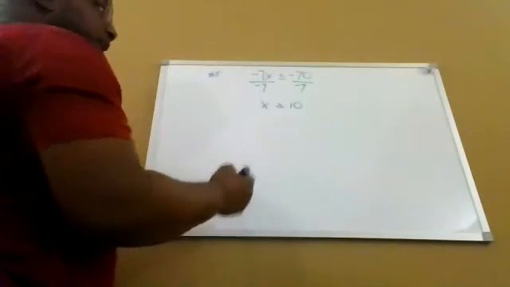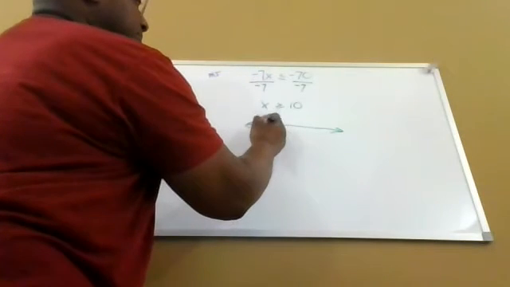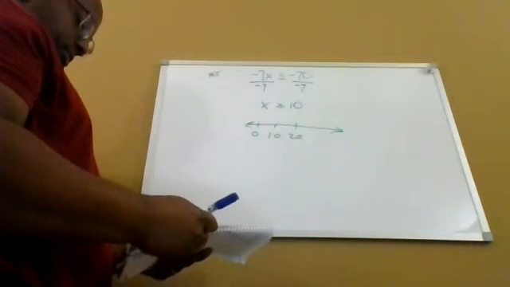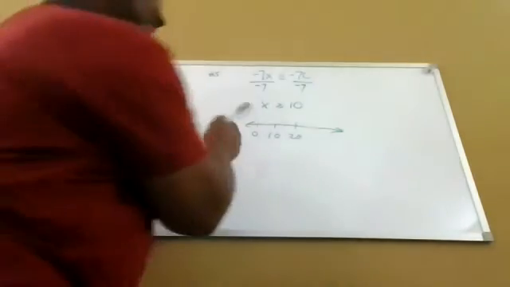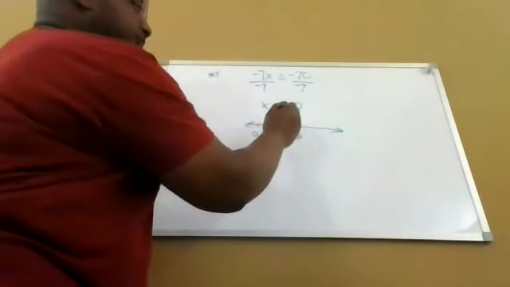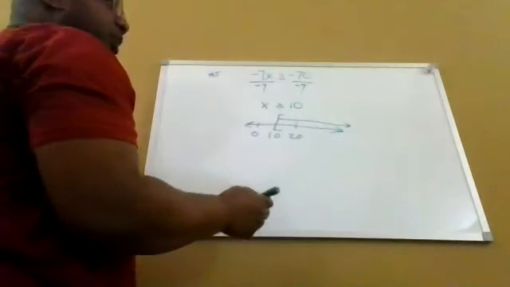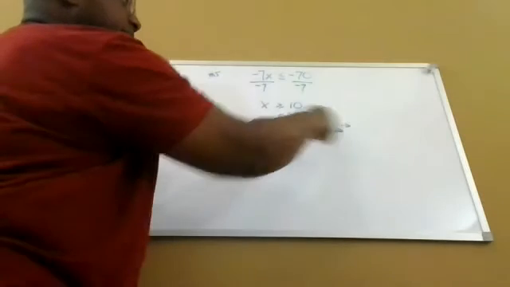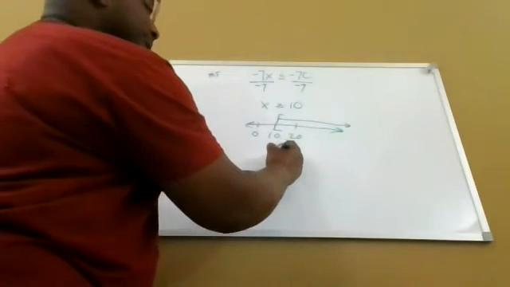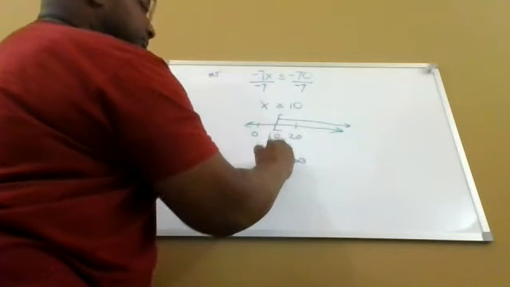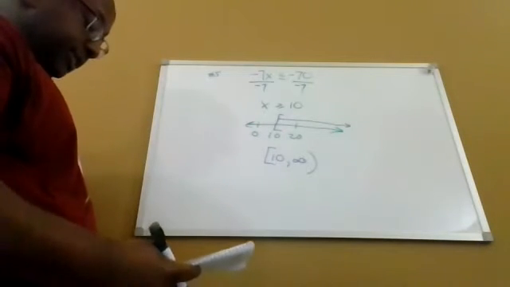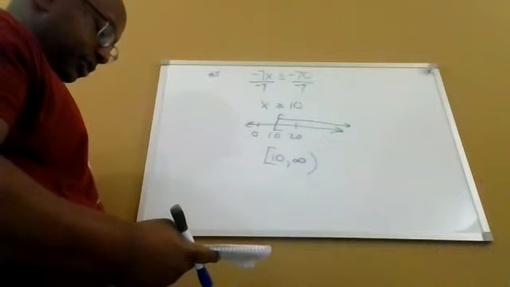So now let's graph this on a number line. Now, since it is greater than or equal to, I'm going to have a square bracket at 10, or x equals 10, and then draw my arrow to the right to show that these are all the x values or values for x that will satisfy this inequality. And if I write this in interval notation, I'll get the following. Okay, so that's it for number 5. Moving on to number 6.